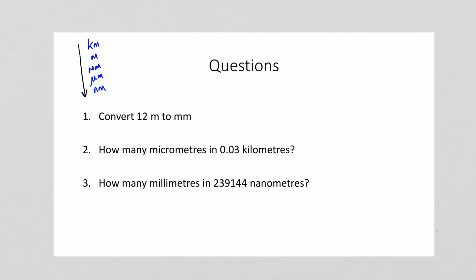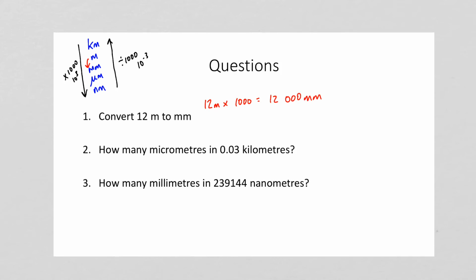If we go this way, at every step we're going to multiply by 1,000. You'll see that I've skipped out centimeters just so that we don't get confused. And if I go in the opposite direction, I'm going to divide by 1,000. So again, that's 10 to the 3, and that's 10 to the minus 3. So convert 12 meters to millimeters. Well, I'm going from meters to millimeters, so I need to multiply, and I'm going one step, so I'm going to multiply by 1,000. So 12 meters times 1,000 is equal to 12,000 millimeters.